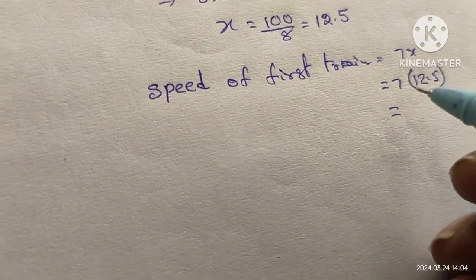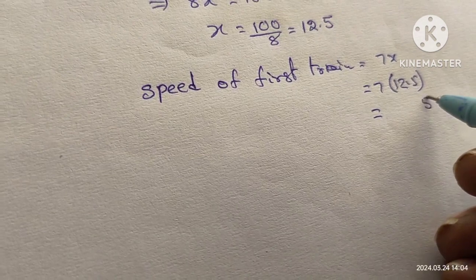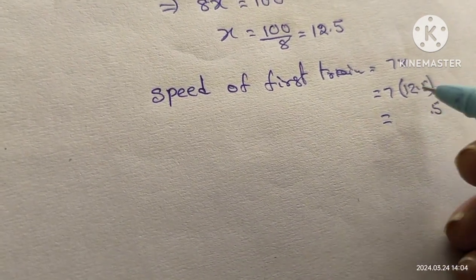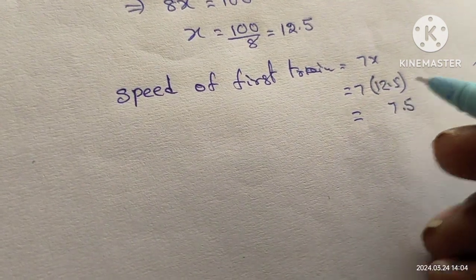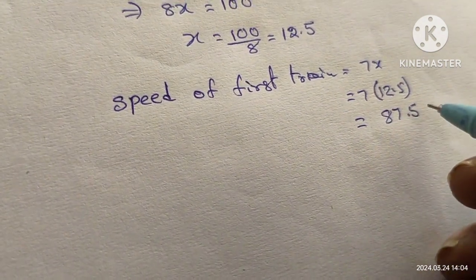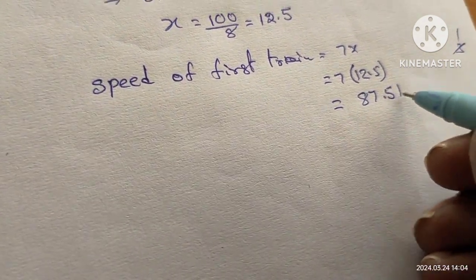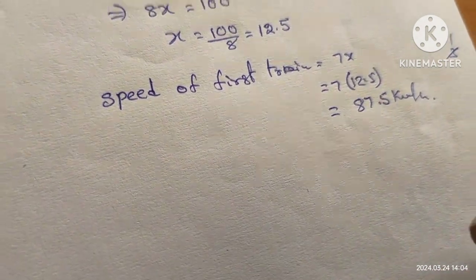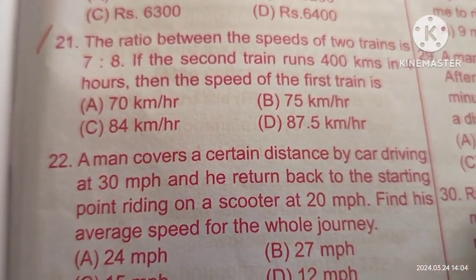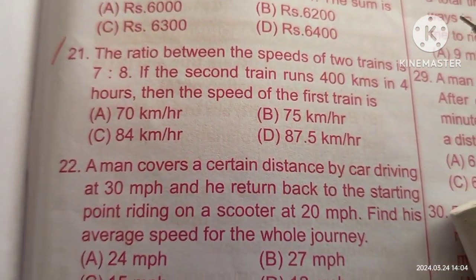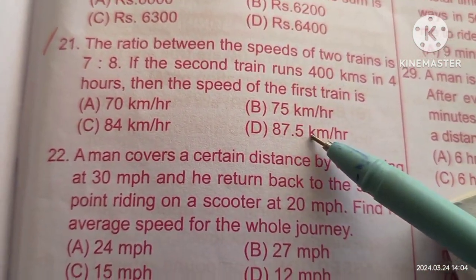By multiplying it, 7 into 12.5 is 87.5 kilometers per hour. That is the speed of the first train, 87.5 kilometers per hour. That is the first sum.